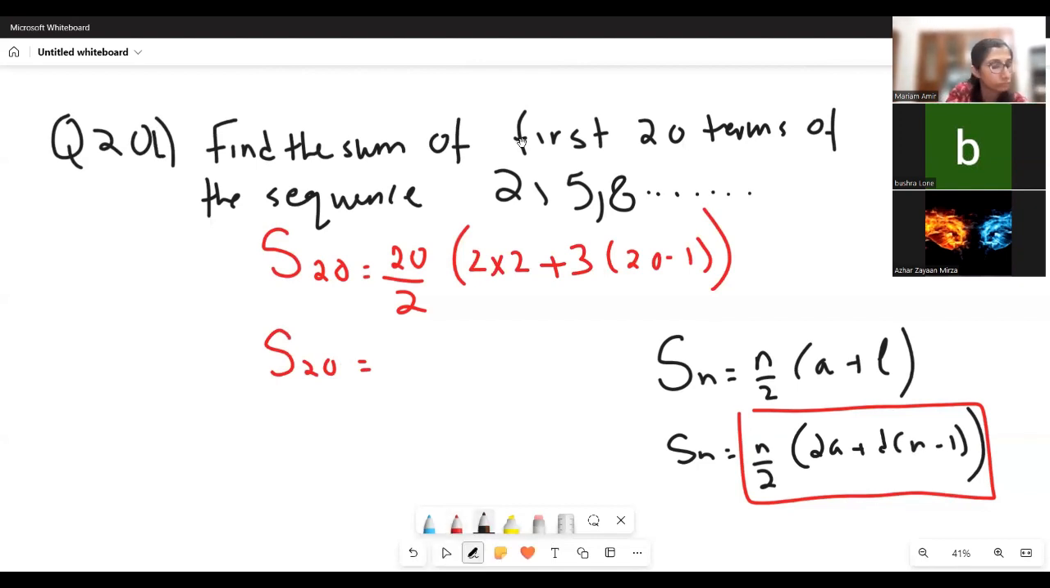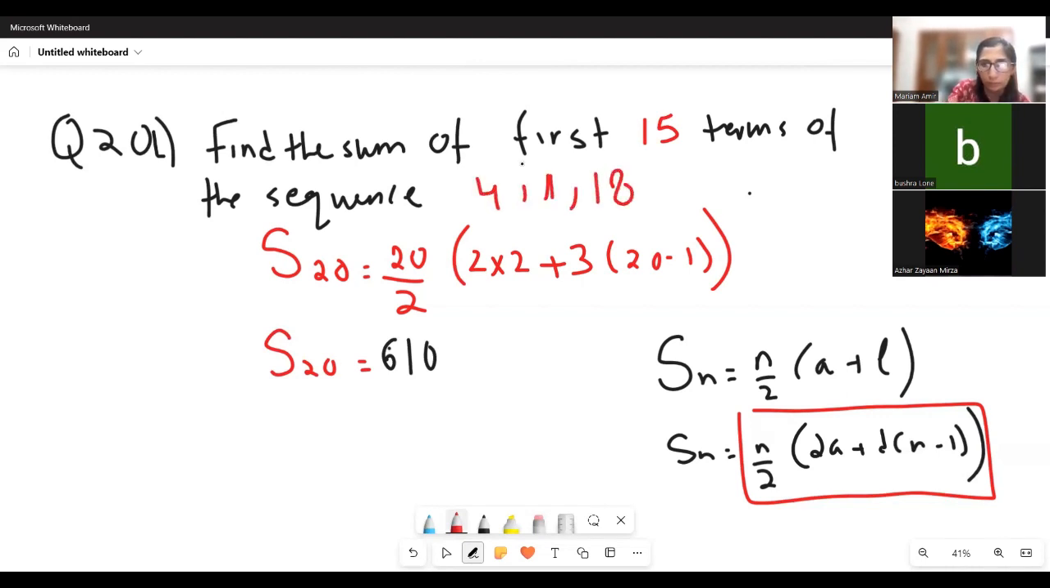610. What did you get, Aisha? Miss, mine is also 610. Okay. I'm changing the question now. Instead of first 20 terms, it's first 15 terms and the sequence is 4, 11 and 18. I'm going to give you 2 minutes to do this on your own and tell me what answers you get.